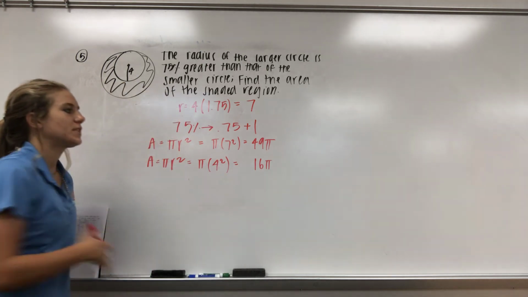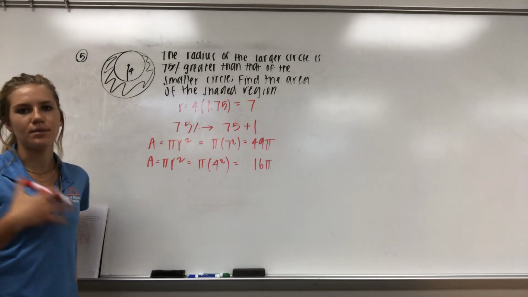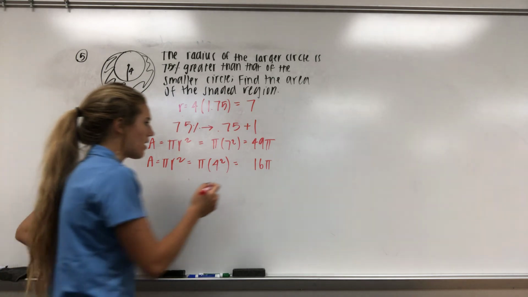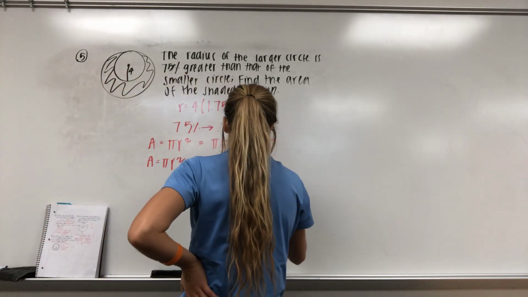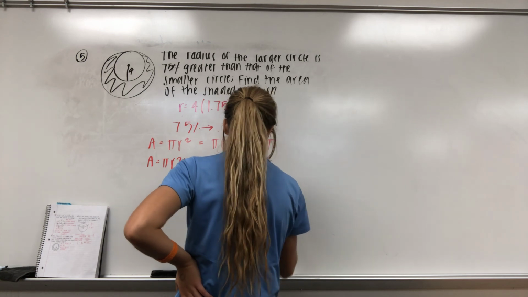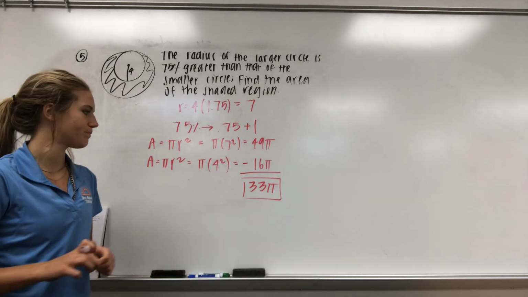So now 16 pi is going to be, like I said, the area of my smaller circle. So I'm just going to subtract those two values, and I get 33 pi for my answer.